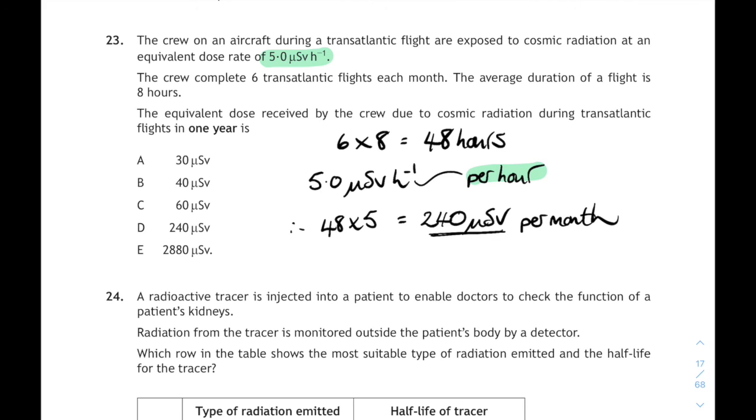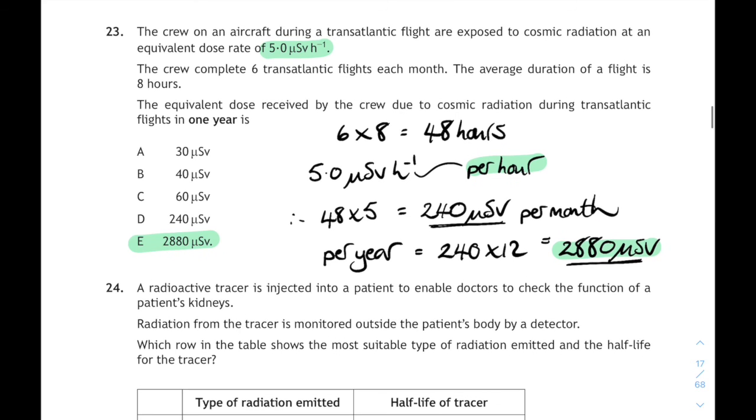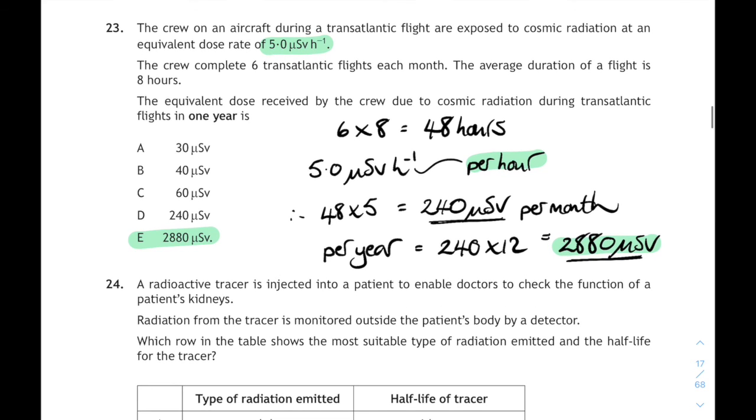And because there are 12 months in a year, then per year it's going to be 240 times 12. 2880 microsieverts. 23E.